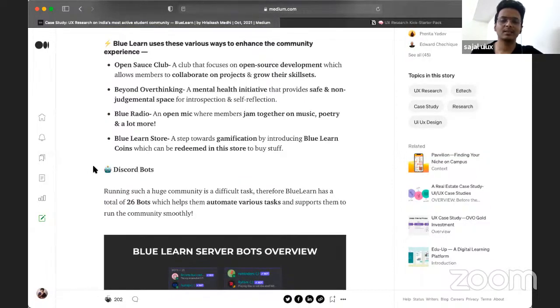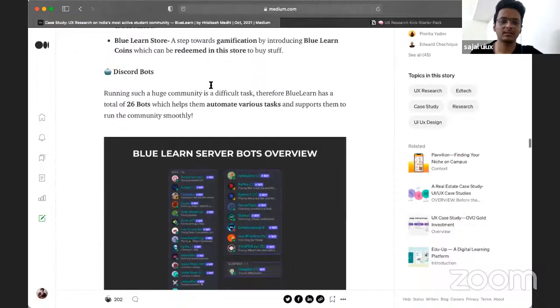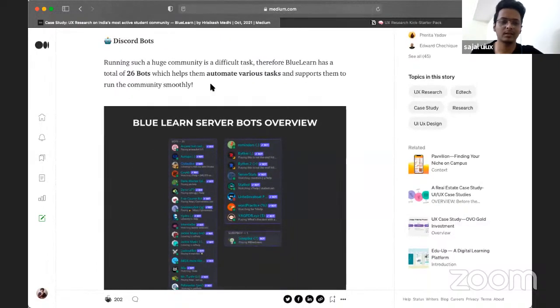And the next part is, other than just the products that BlueLearn has, it also has things which enhance the community experience, which is really impressive. One of them being the open source club, where they focus on open source development projects, and students can collaborate on various projects and develop their skills as such. So yeah, you can read about them in the later part of the case study.